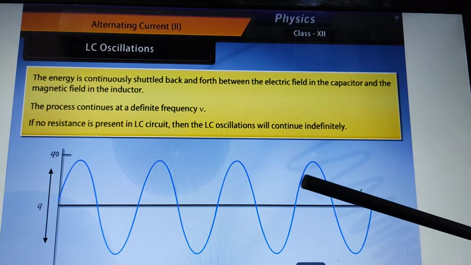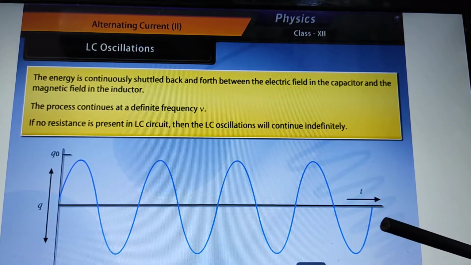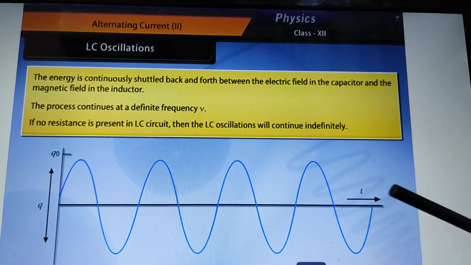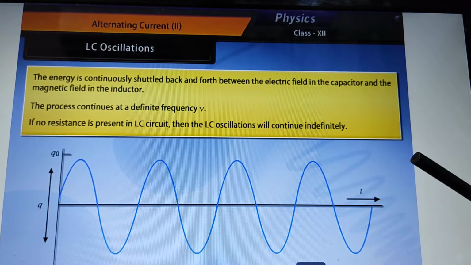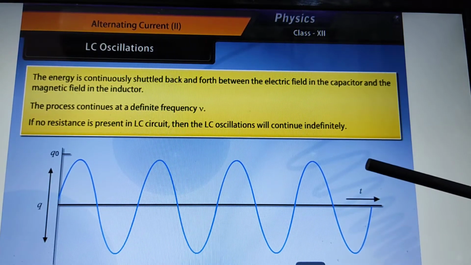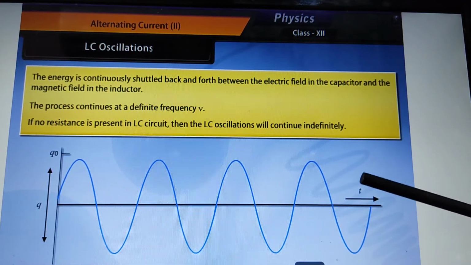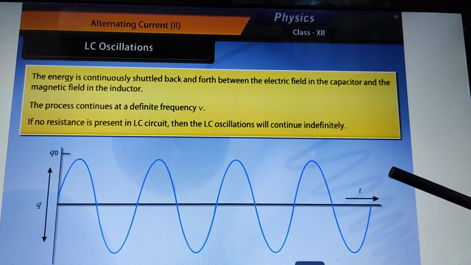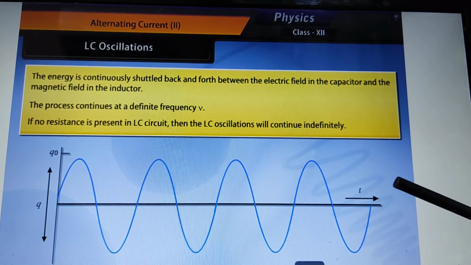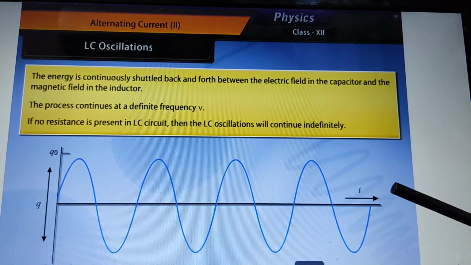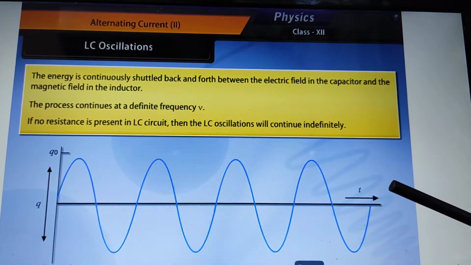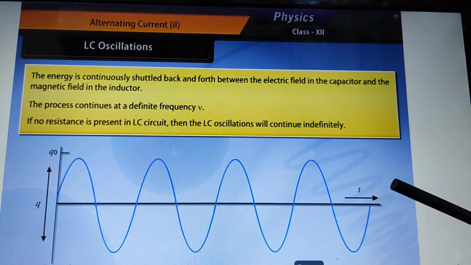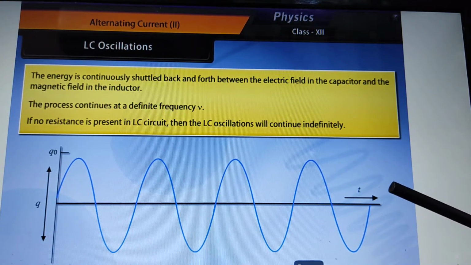So this process continuously keeps on moving if we consider that there is no resistance in the LC oscillator. But it is an ideal condition because उसकी जो wires होते हैं, again the wires which are connected with the inductor and the capacitor, have their own resistance. That means there is a dissipation of energy.